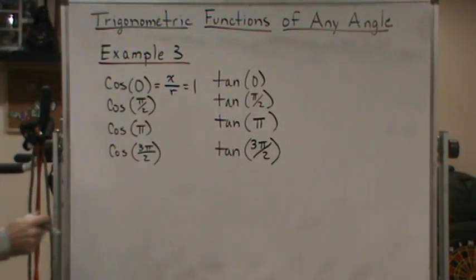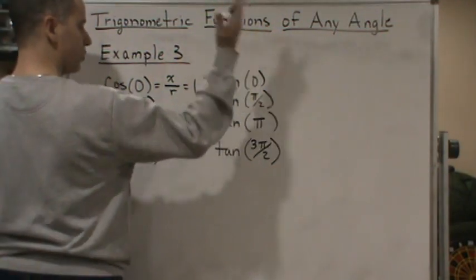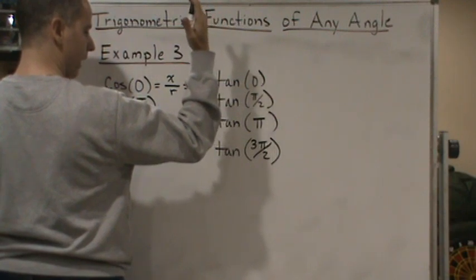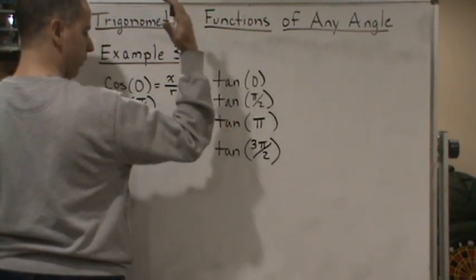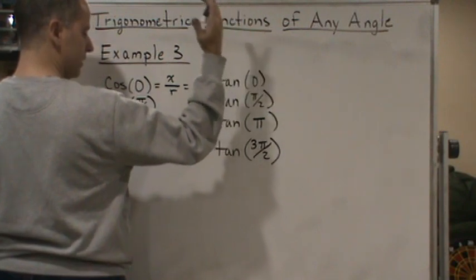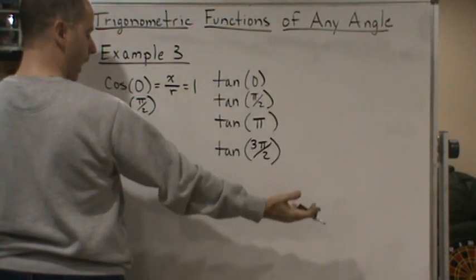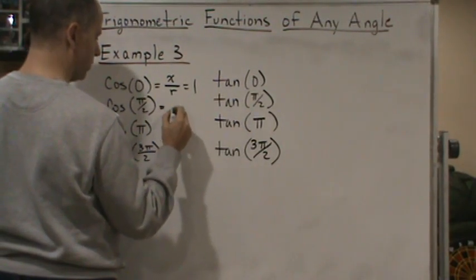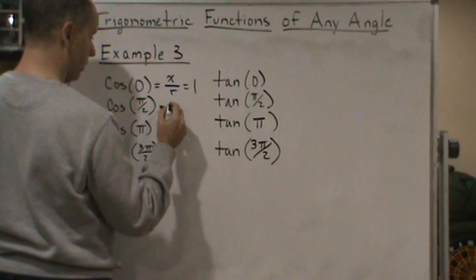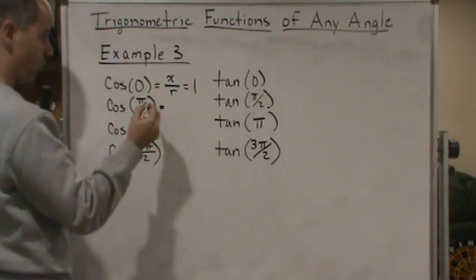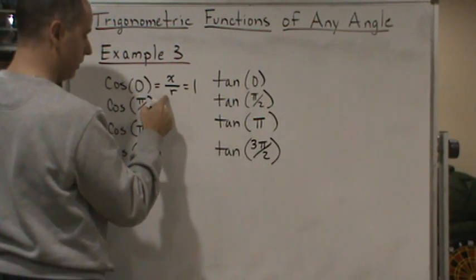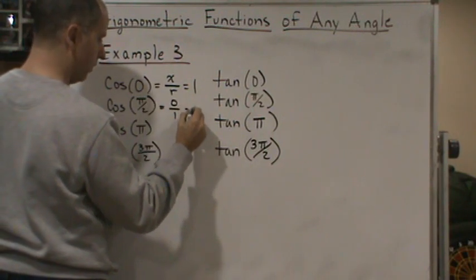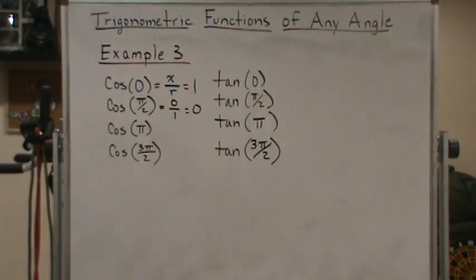At 90 degrees, think about what's happening. At 90 degrees, we're straight up and down. So what's happening as we're increasing the angle, right? As we're going from 0 to 90, what's happening in x? X is going to 0 as y is going to 1. So what happens here? Cosine is going to be what? X over r, but it's going to be 0 over 1, which is going to give us 0.